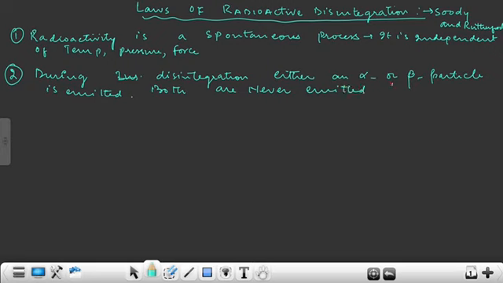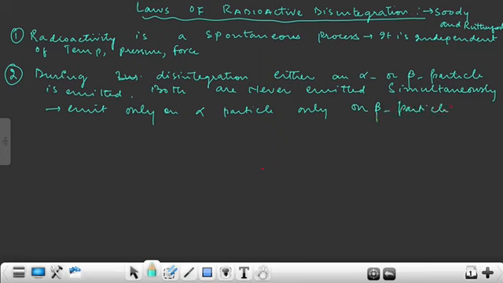This means an atom at one time cannot emit both alpha and beta. It can emit either alpha or beta, not both. Now do remember, if an atom undergoes disintegration, it can emit only one alpha particle, or it can emit only one beta particle at one time.